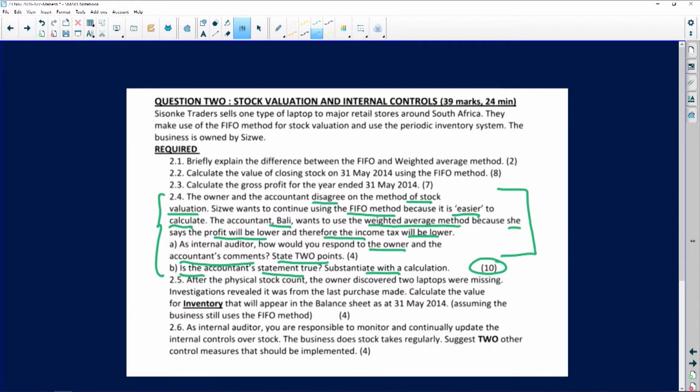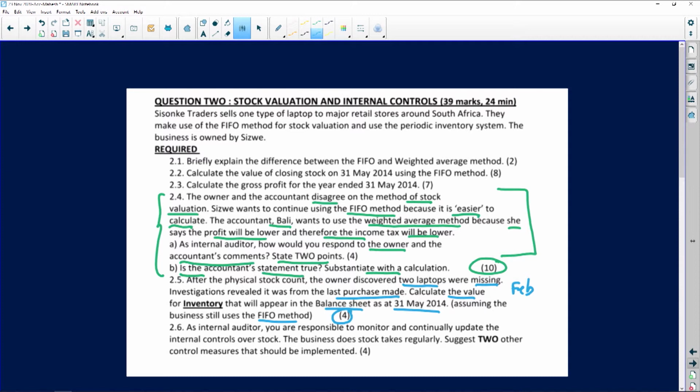Right, guys, there's about 7 minutes left, so let's make this count. Let's now look at 2.5. After the physical stock count, the owner discovered 2 laptops were missing. Investigations revealed it was from the last purchase made. So remember, the last purchase was in the month of February. Calculate the value for inventory that will appear in the balance sheet as at 31st of May 2014, assuming that the business is using the FIFO method, and this is for 4 marks.